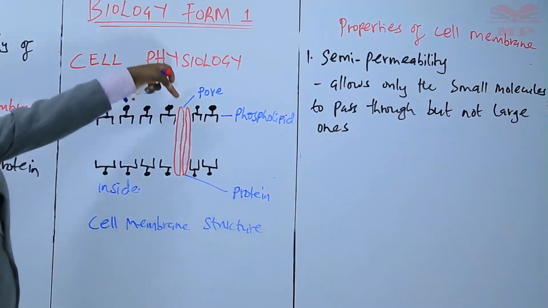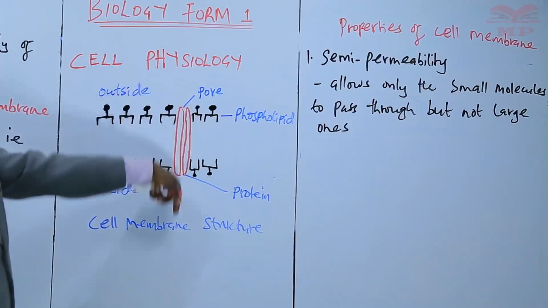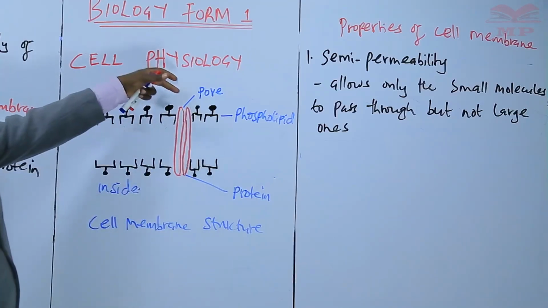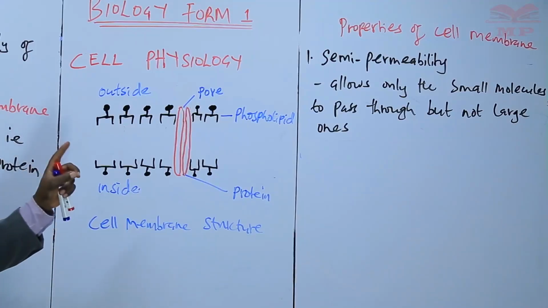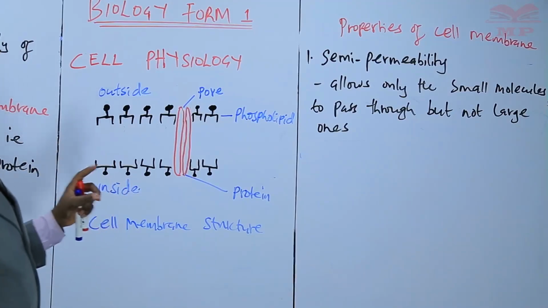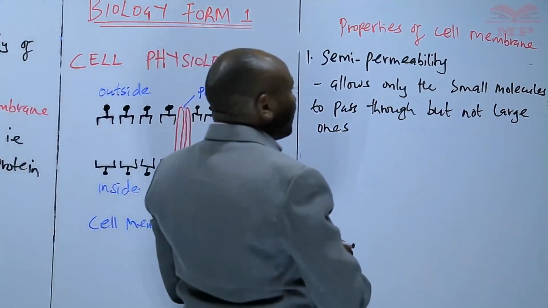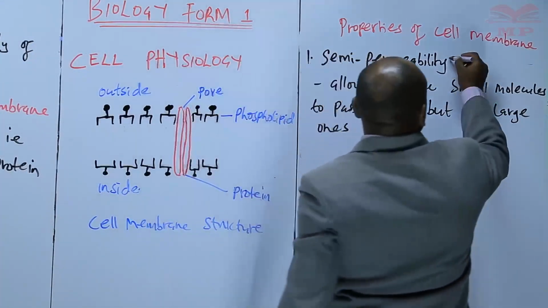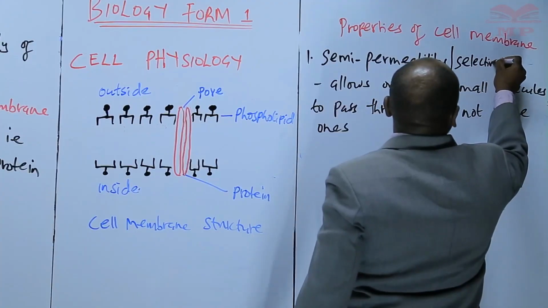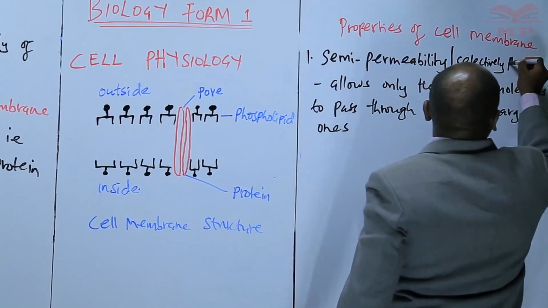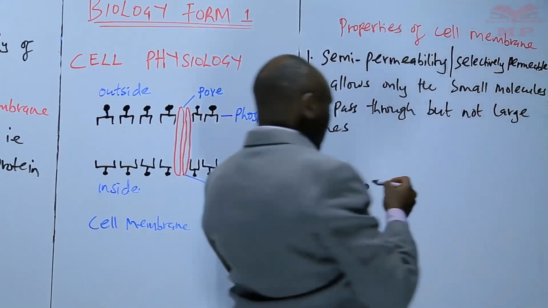Yeah? If molecules are small enough to fit the pore, they can pass through, in and out. But if the molecules are large, they cannot pass. So we say that the cell membrane is semi-permeable, or we can say it's selectively permeable. It means the same thing.